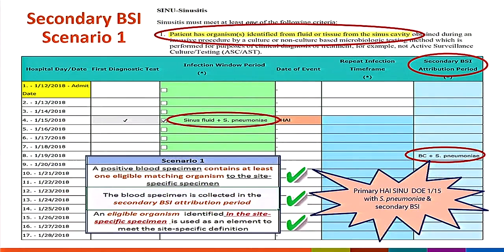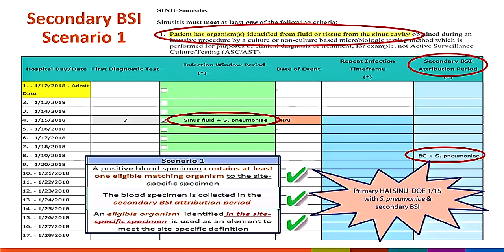So you can see that in this case, the patient has met the criteria for sinus infection, or sinusitis. Criterion 1 really only requires that there's an organism identified from the fluid or tissue of the sinus cavity. That occurred on 1/15, and the patient at that point meets the criteria, so this is considered a healthcare-associated sinusitis, based on the date of admission of 1/12, and this is on hospital day 4, so this becomes an HAI.